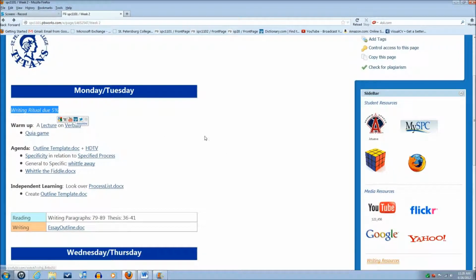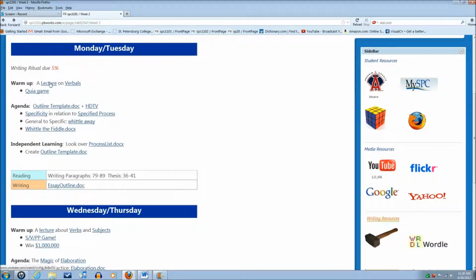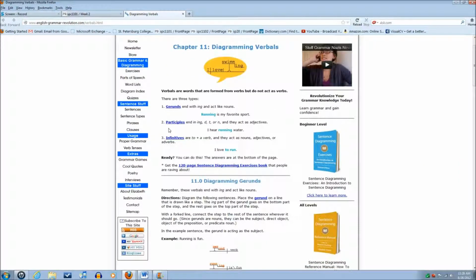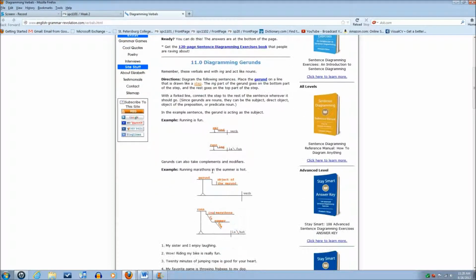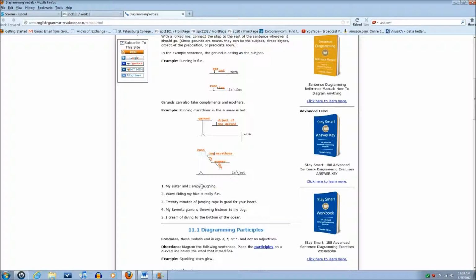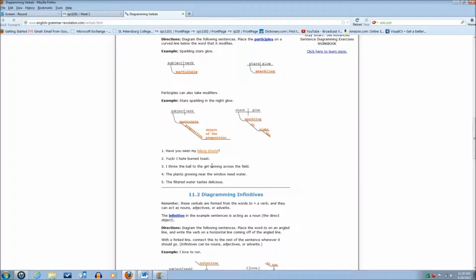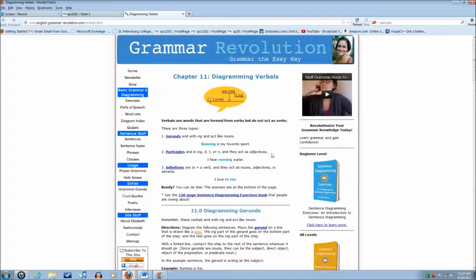Remember the computer icon. As far as the warm-up goes, you're going to watch a little video on verbals. Verbals can be kind of sophisticated because they appear to be verbs, but they actually do not function as verbs. You do not need to know the different types of verbals. There are 3 of them: gerunds, participles, infinitives. So keep that in mind as you're reading this document here. You're just looking for words that look like verbs, laughing, but they are not verbs.